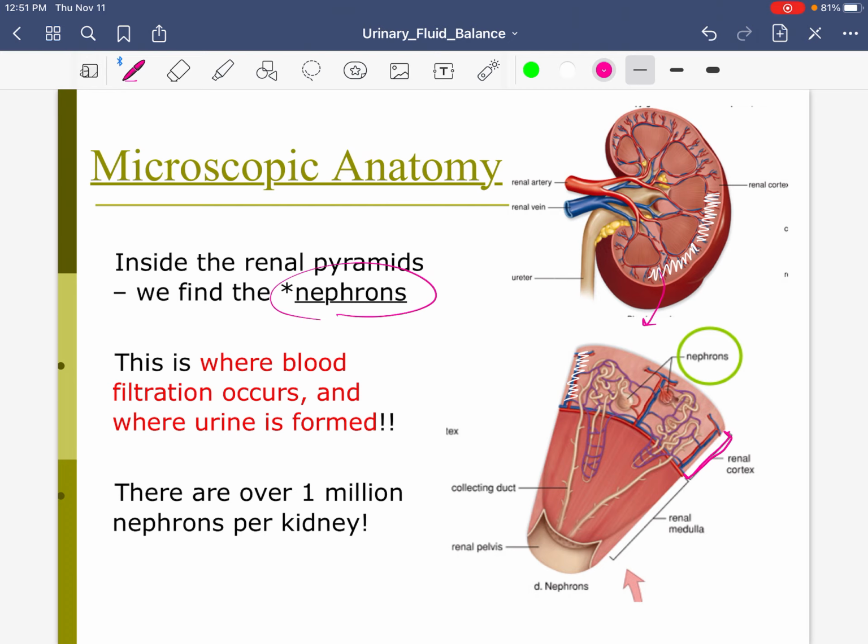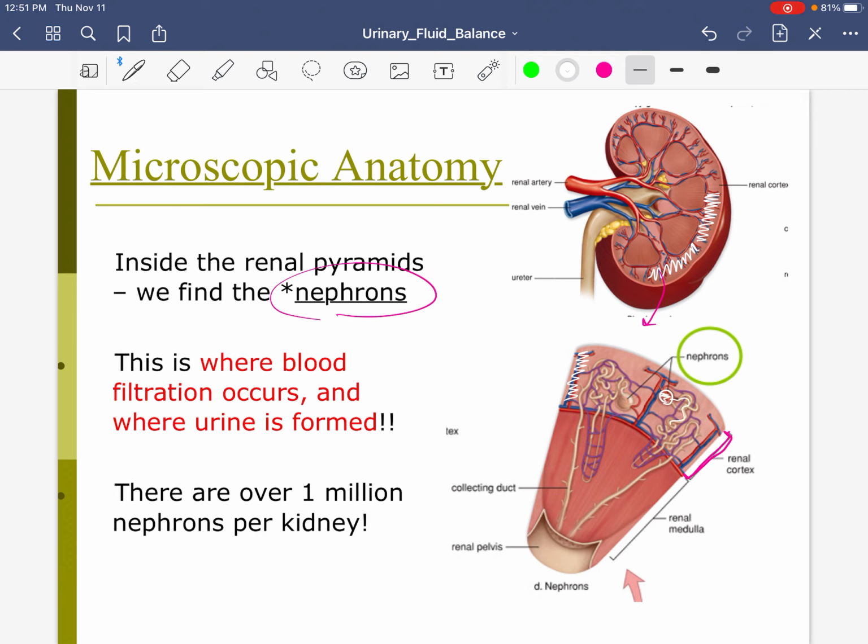These microscopic units that are stuffed into the renal cortex are really important. The nephrons are what filters the blood. The nephrons are what filters out the bad, keeps the good, and therefore forms the urine. So really, really important. There are over 1 million nephrons per kidney.